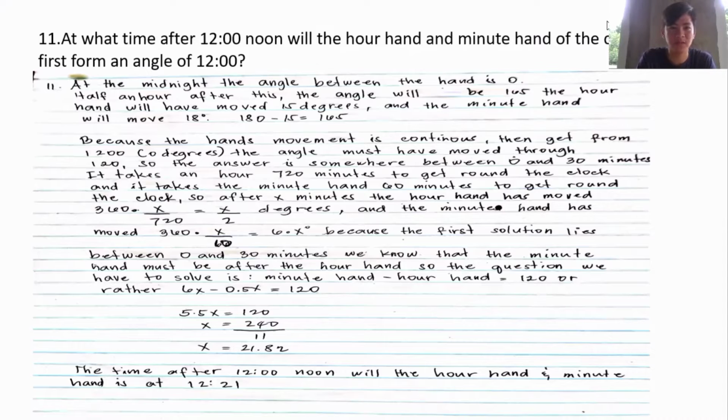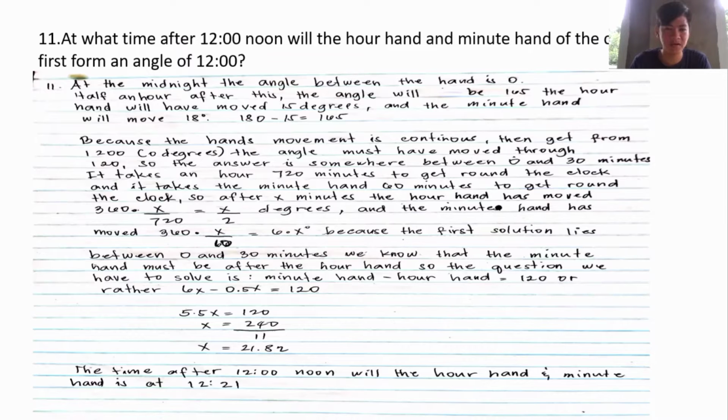At what time after 12 noon will the hour hand and minute hand of the clock first form an angle of 120 degrees? At midnight the angle between the hands is 0. Half an hour after this, the angle will be 165 degrees. The hour hand will have moved 15 degrees and the minute hand 180 degrees. 180 minus 15 equals 165. Because the hand movement is continuous, to get from 0 degrees to 120 degrees, the angle must have moved through 120, so the answer is somewhere between 0 and 30 minutes.